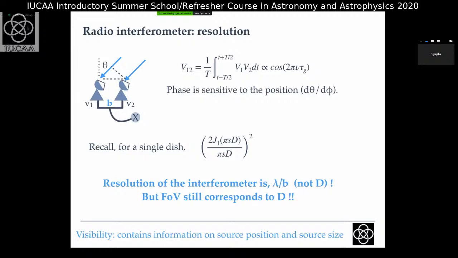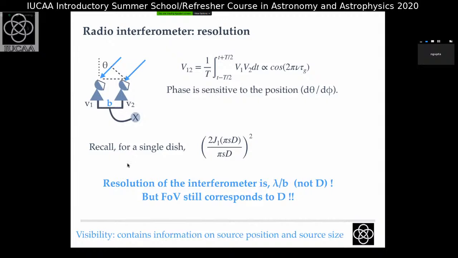So now recall what we did for single dish, right? We got this Bessel function there as a response of it, and the resolution for that was dependent on this capital D, which was the diameter of the dish. But if you look at this expression at the top here, in this case, I am having a dependency not on capital D, but on B, which is the separation between these two dishes.